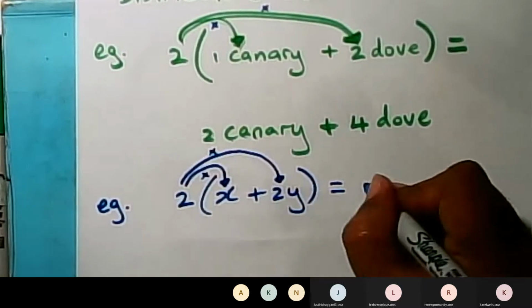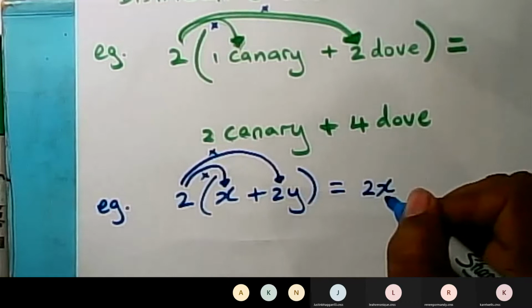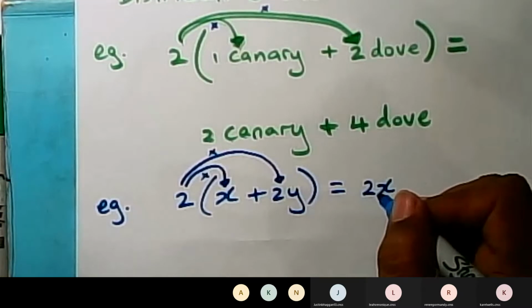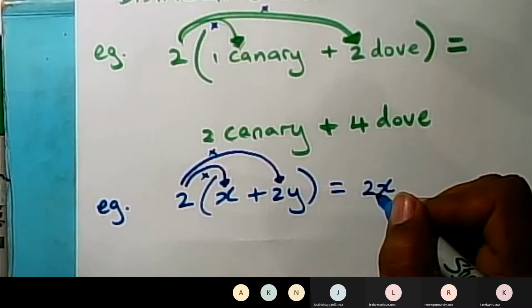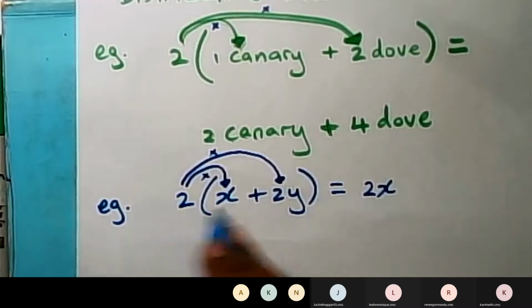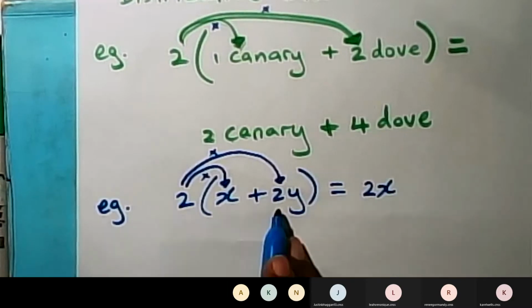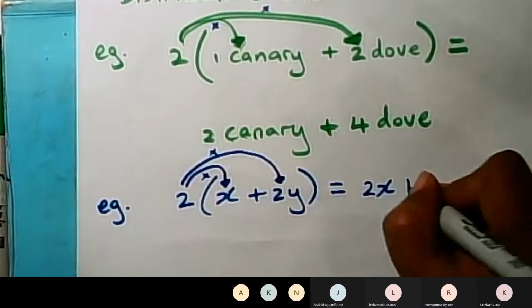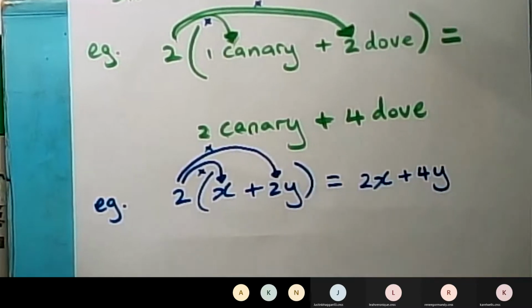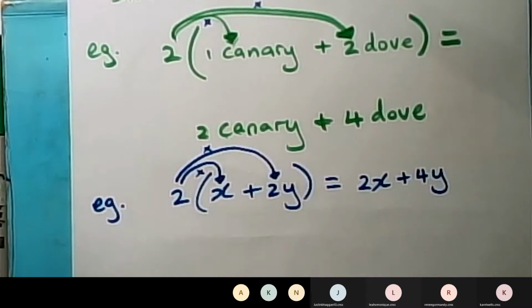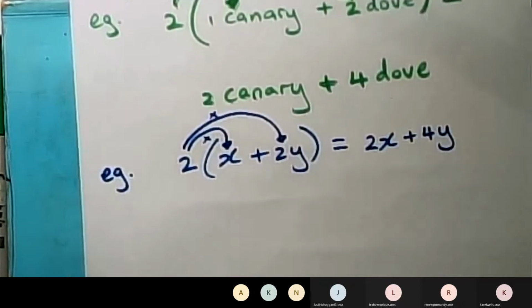2 times x gives you 2x. That's why we had our practice with questions before where we were multiplying numbers to letters. And 2 times 2y will give you 4y. Now it could get kind of tricky. For example, here's a hard one.